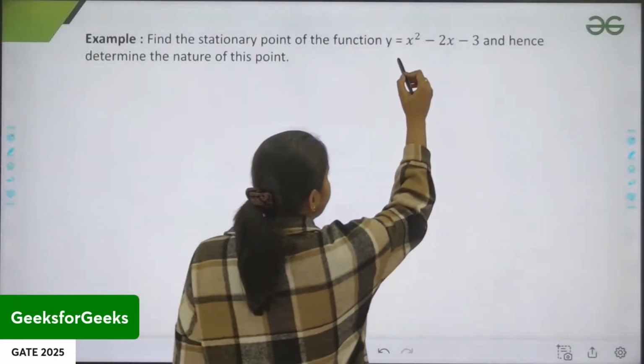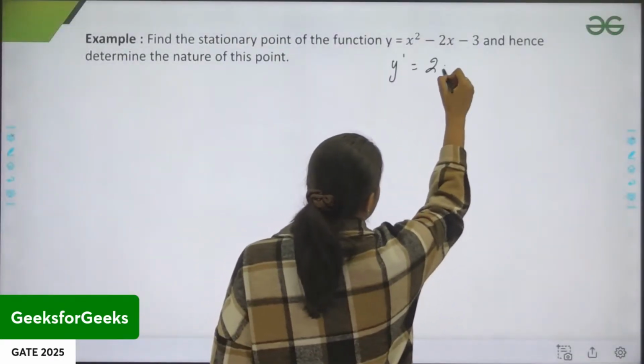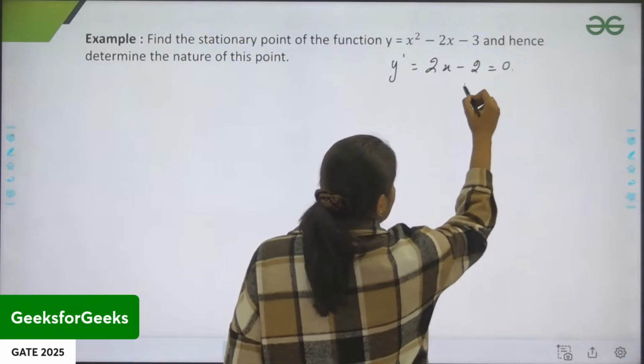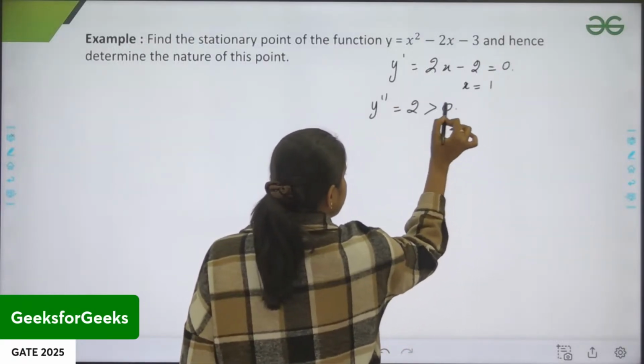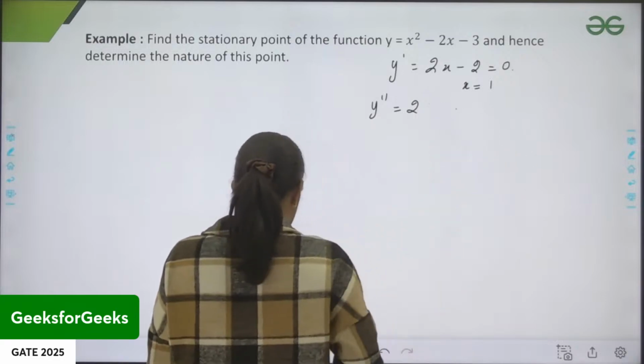Okay, so what would I do? I'll find y dash. Y dash is 2x minus 2. I'll equate it with 0. I'll get x equals 1. And I'll find y double dash. That is 2, which is greater than 0. Okay, y double dash is 2.